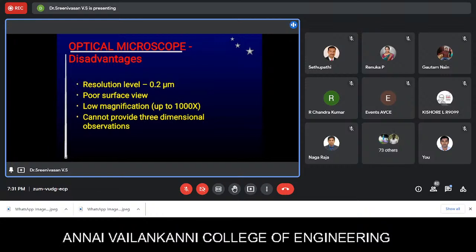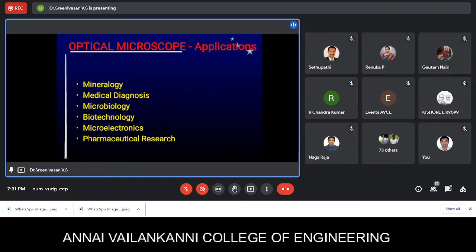The resolution of this optical microscope is only up to 0.2 micrometer, so only a poor surface view can be obtained when compared with SEM, the scanning electron microscope, as well as the transmission electron microscope. Magnification is lower, only up to 1000x, and it cannot provide three-dimensional observations. Those are the disadvantages. As for applications, this optical microscope is utilized in mineralogy, medical diagnosis, microbiology, biotechnology, microelectronics, and pharmaceutical research.